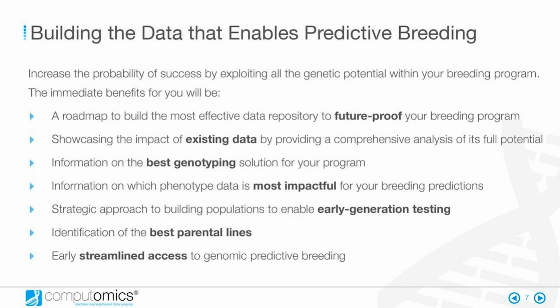The next step is to then create populations to enable genomic predictive breeding. In the next couple of slides, I will show examples on how to enable both line breeding and hybrid breeding. However, machine learning can be tailored for all types of breeding structures.